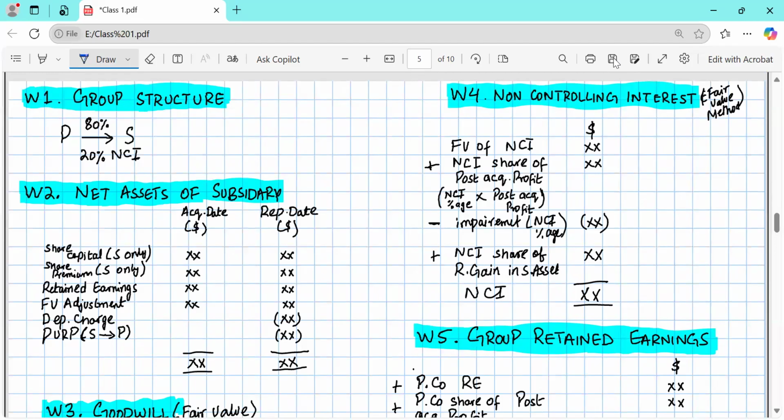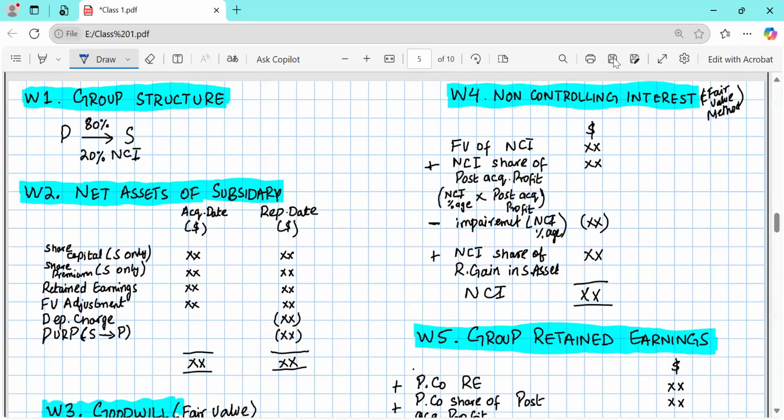You don't know a set format for how to start answering the question. But in consolidation, it is an easier thing: when you get the question, the first thing I need to do is prepare the workings, then prepare the format, and then post the things, right? So you know how to approach the question, or how to answer the question in a specific manner.